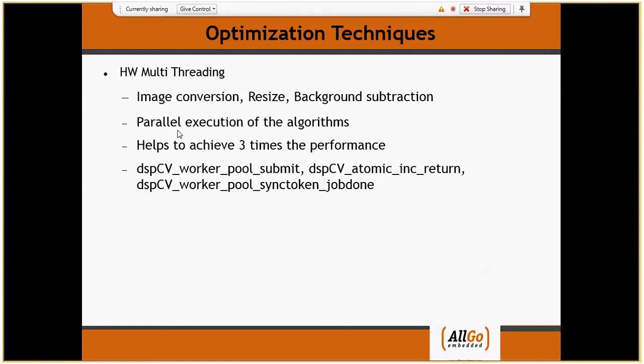Some of the functions with Hexagon DSP which we use were basically worker pool submit, where you submit the jobs, and also atomic increment return. This is basically used to know which thread you are executing. So using this, you can know whether you're on thread 0 or thread 1 or thread 2. At the same time, you need to wait for the job done, so we use the DSP worker pool synchronization token job done. All these 3 different functions were used in order to do hardware multithreading.